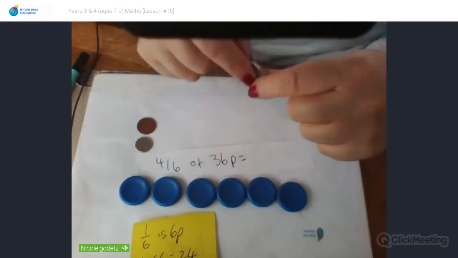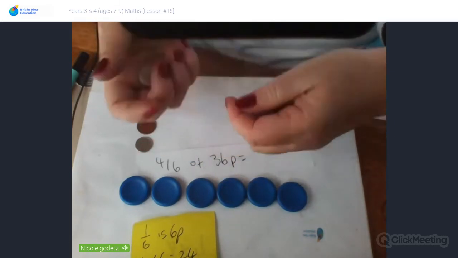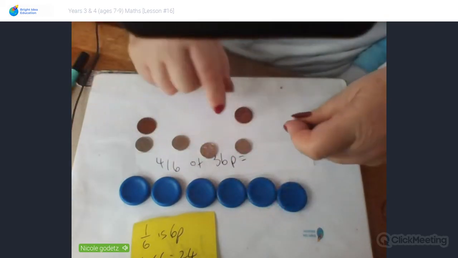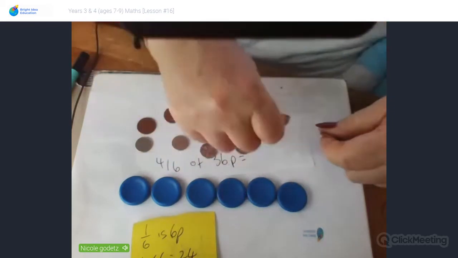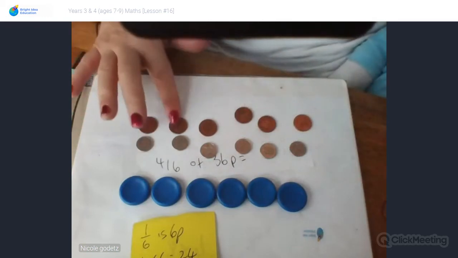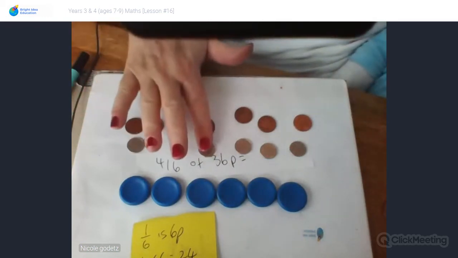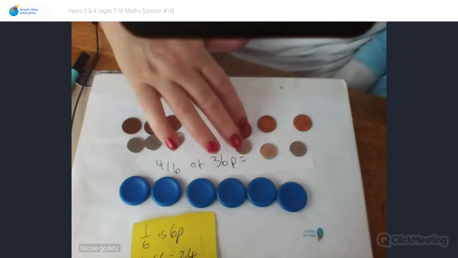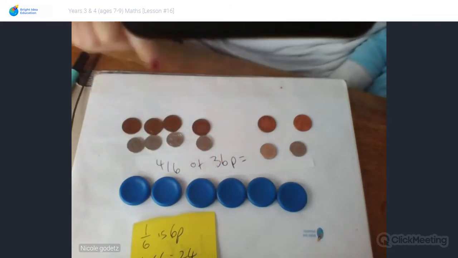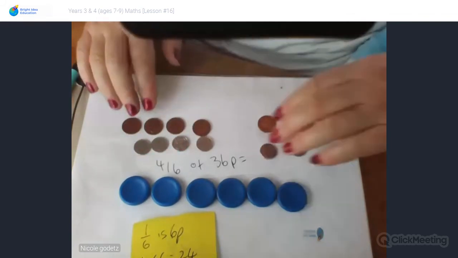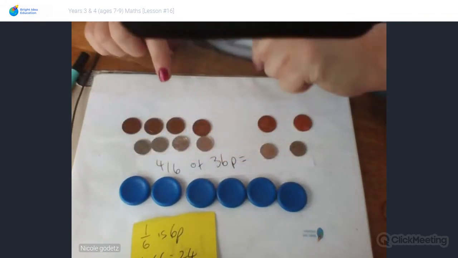So I'm going to take that 30p away, and I'm going to get 5 5s and 5 1s exchanged. So there we are. 6p each. 1/6 is 6. 2 6s are 12. 3 6s, or a half, is 18. Half of 36 is 18. 4 6s are 24. 4/6 of 36 is 24.